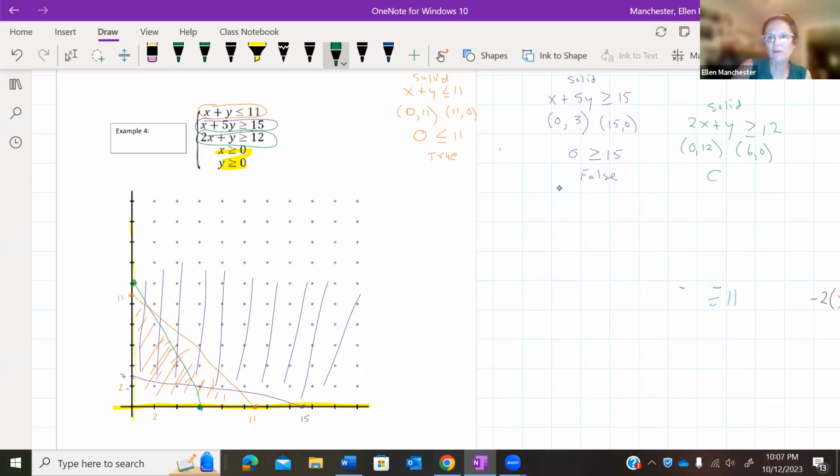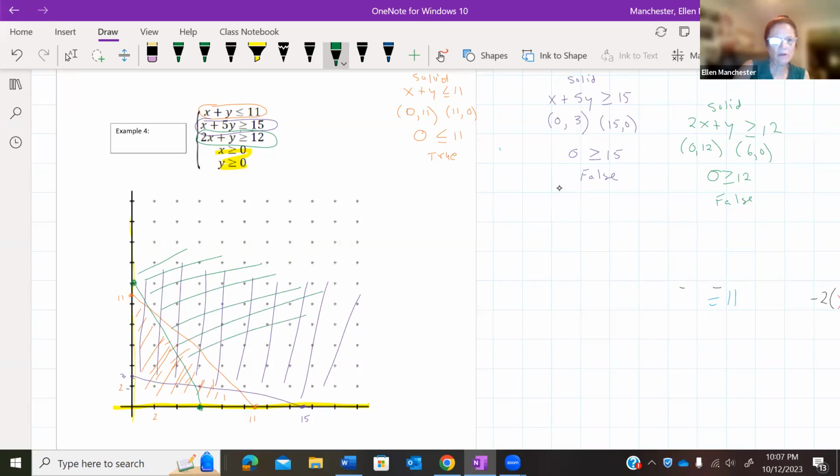And I get 0 is greater than or equal to 12. This is also a false statement. Okay, so again, I don't want to shade where the 0, 0 is. I want to shade on the other side. So I'm shading out here.